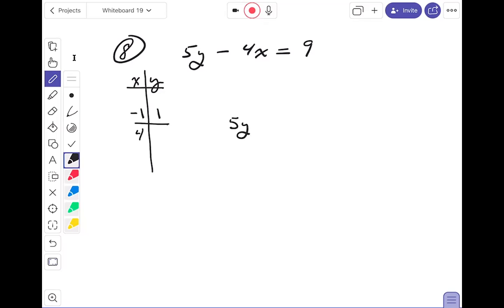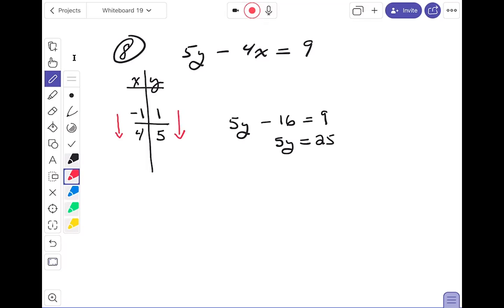5y minus 16 equals 9. Let me see if I can do that. 5y, and add 16 to both sides, 25. Well, gee whiz, 5 times what would be 25? It would be 5. All right, I'm going to talk about this. Again, if you can't follow this, that's fine. We're going to talk about this in a direction.